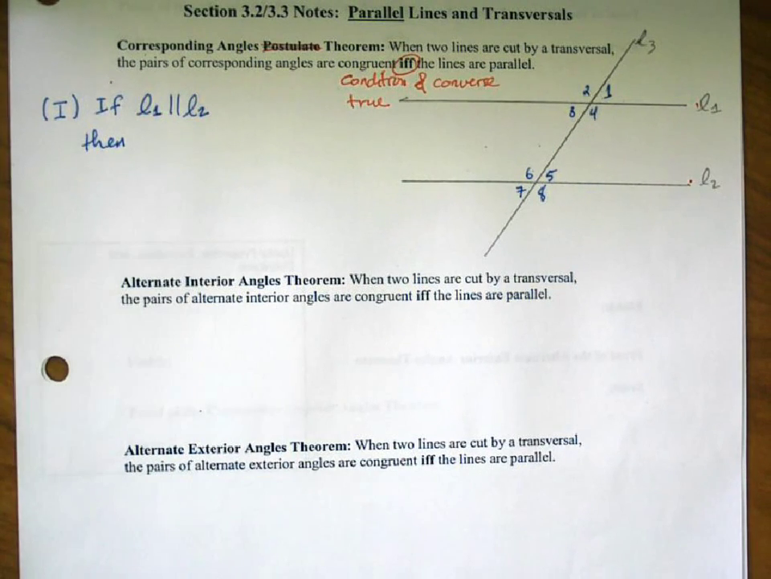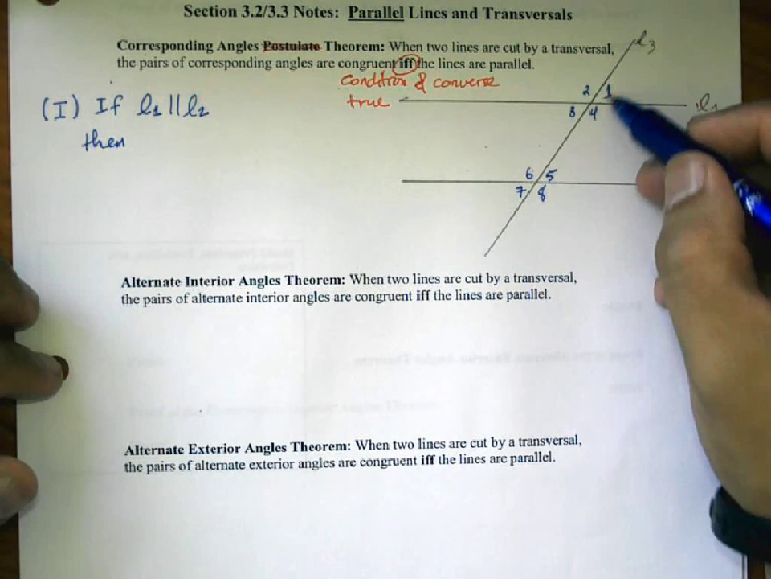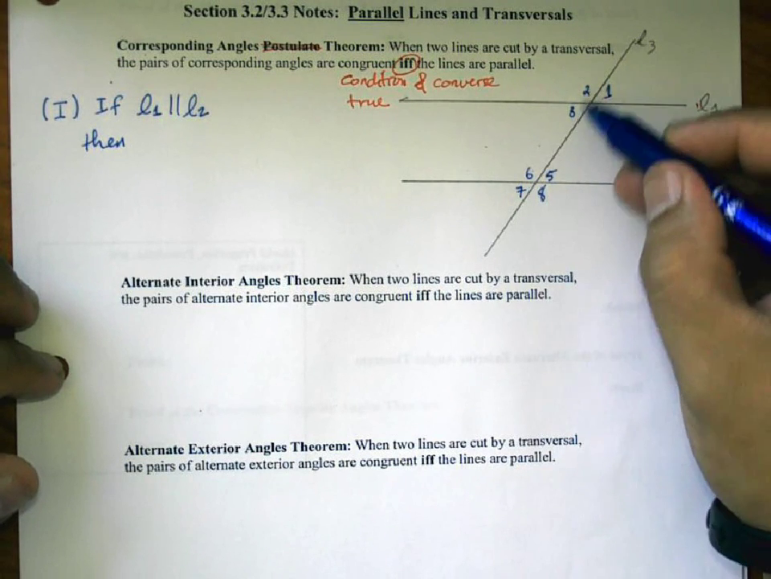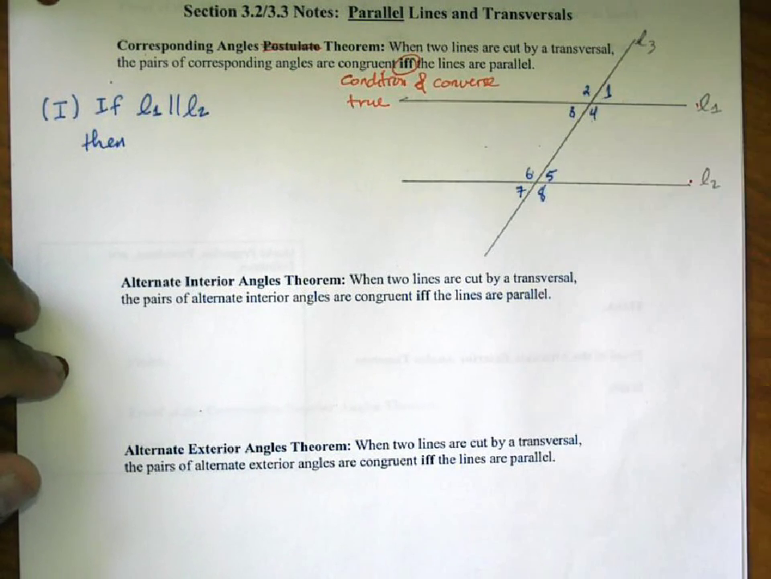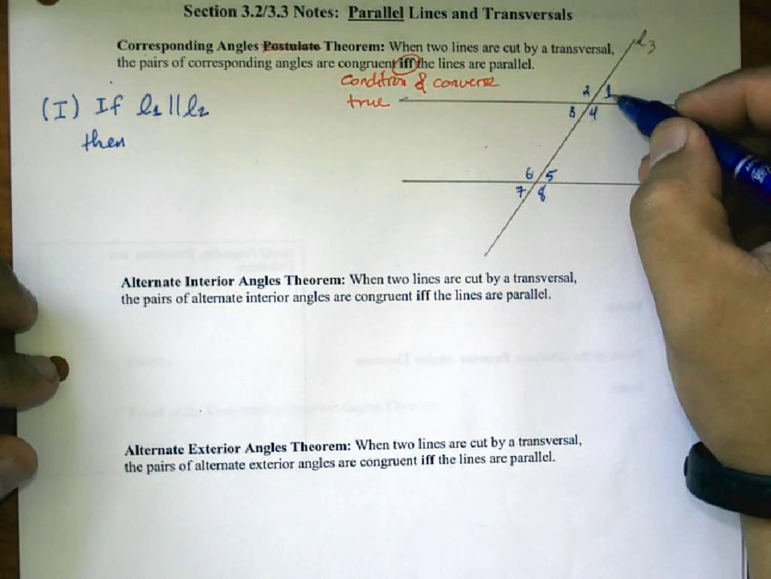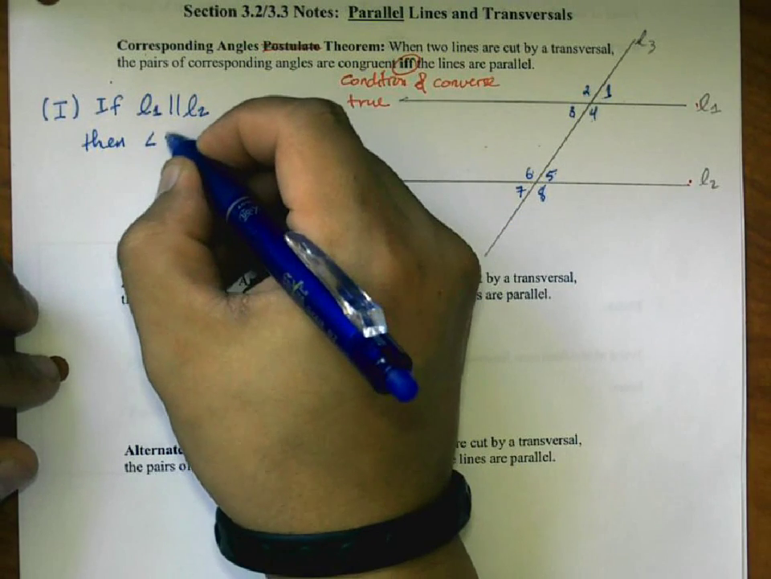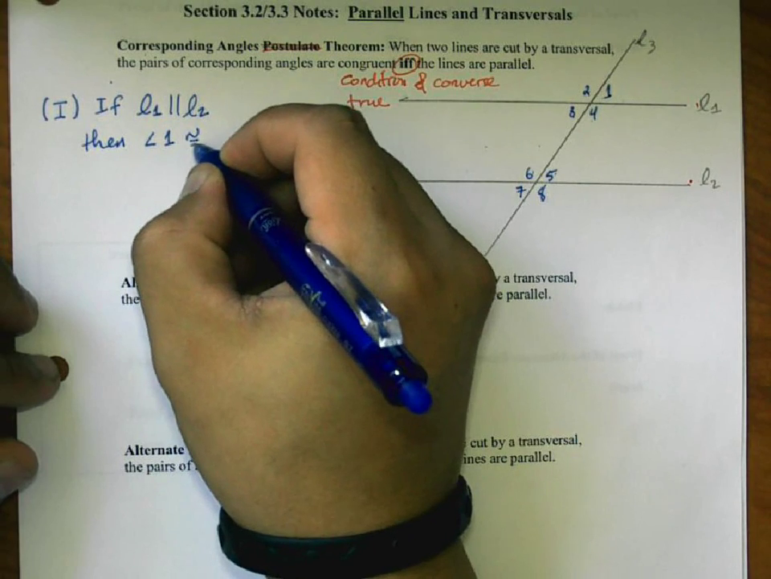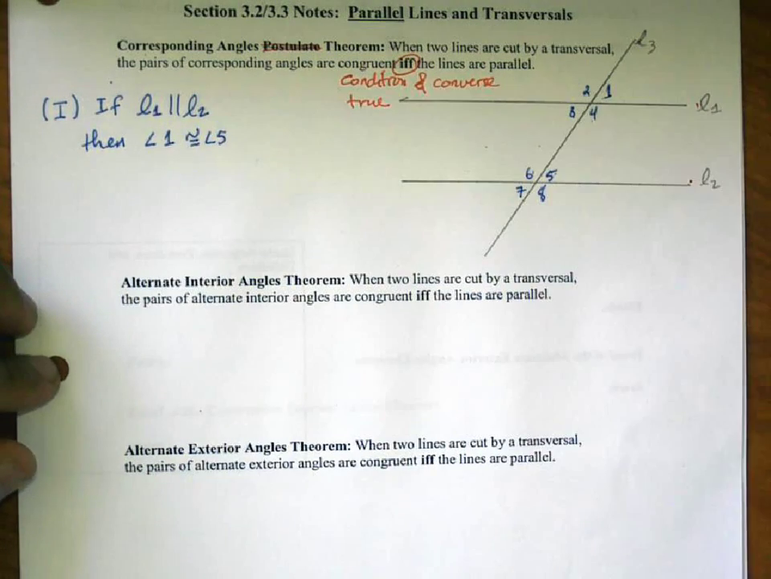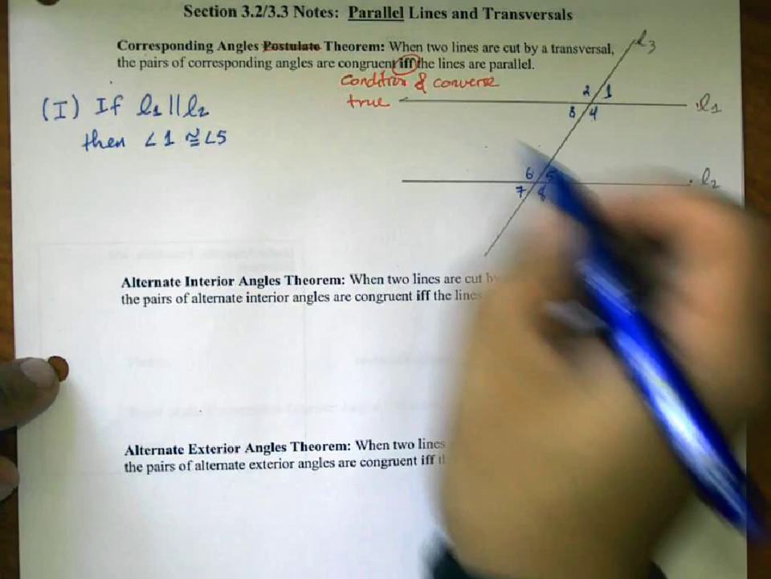And there's lots of corresponding angles in this picture: 1 and 5, 4 and 8, 2 and 6, 3 and 7. So you don't have to list them all out. You only have to pick one set. So I'm just going to go with the simplest set, angle 1 and angle 5. Then angle 1 must be congruent to angle 5. So that's the first part.